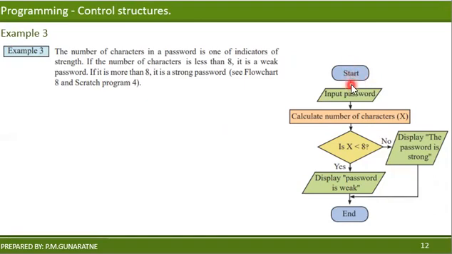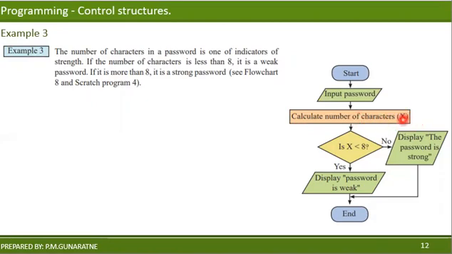Let's say it starts and it asks for input from the user, who will enter the password, right? The characters that the user inputs will be stored in password. Then calculate the number of characters. There are possible ways in the programming language to calculate that. Don't worry about this one. Don't bother about how to calculate the number of characters in a certain password, right? There will be some options in programming languages. You don't need to worry about that. Okay, right. Let's assume that we have calculated the number of characters in the password, right?